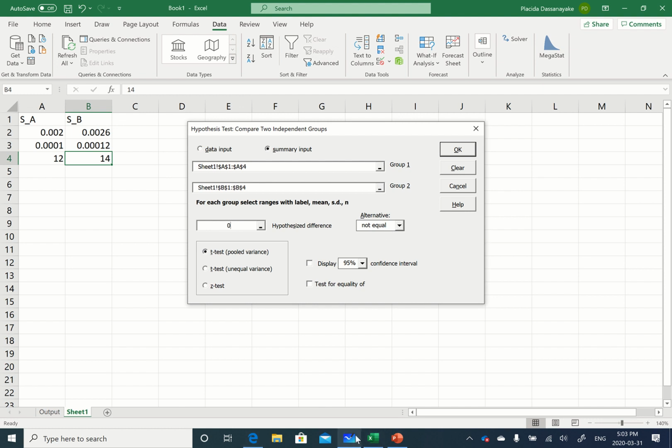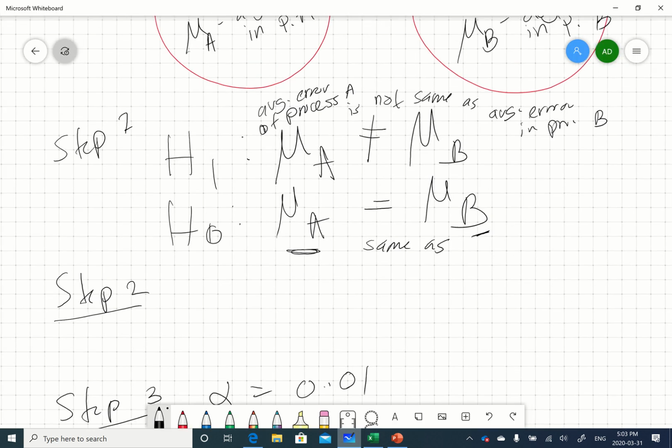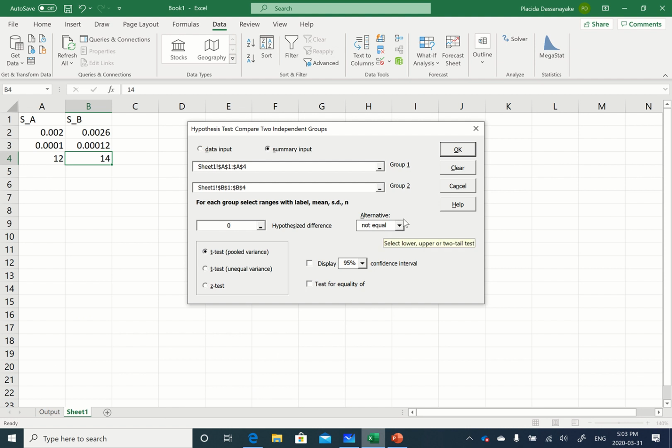And the alternative, let's go back and have a look at the hypothesis. So your alternative is this, not equals, right? So add the right alternative, not equal, from here. By default, it's not equal. And then here, T versus Z. So first one is T. And disregard the second one, unequal variance. We are not going to cover that in this course. So it's between the T test, the first one, and the Z test. So you know the choice. It's starting from chapter 8. We have been through this, right?